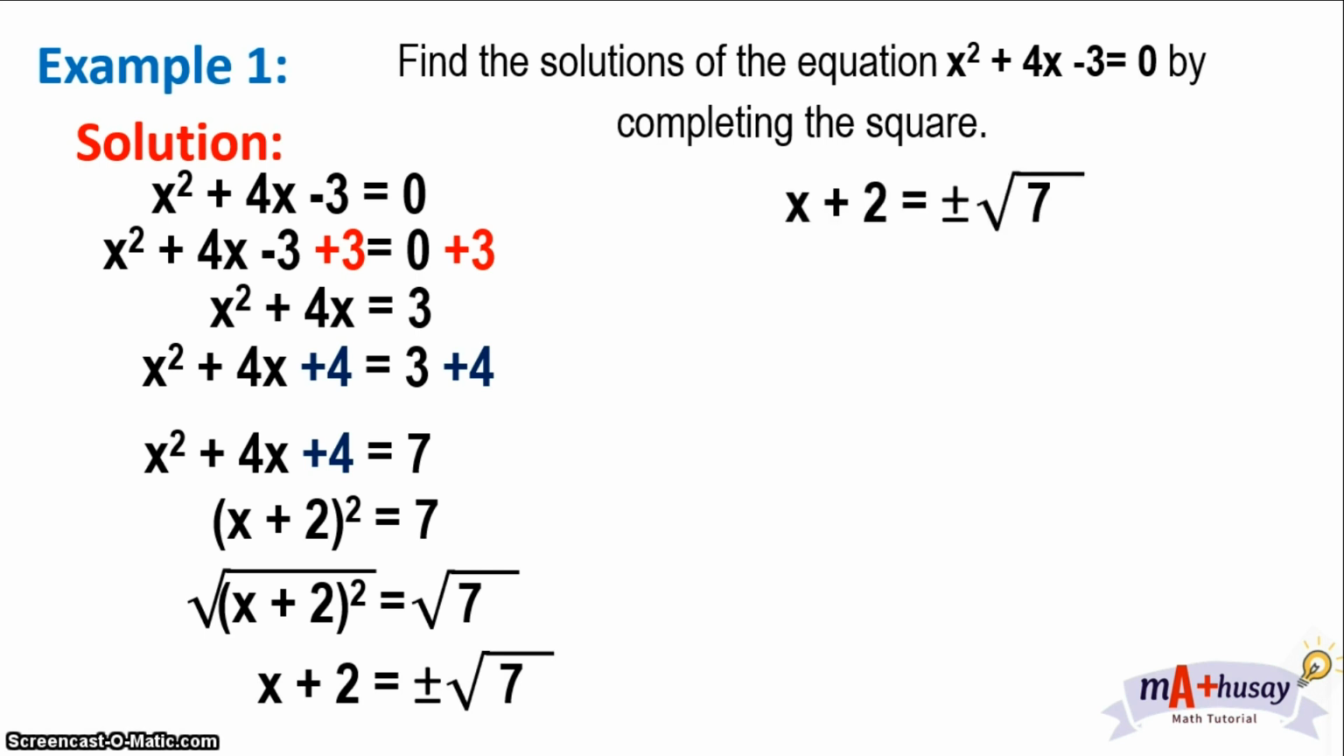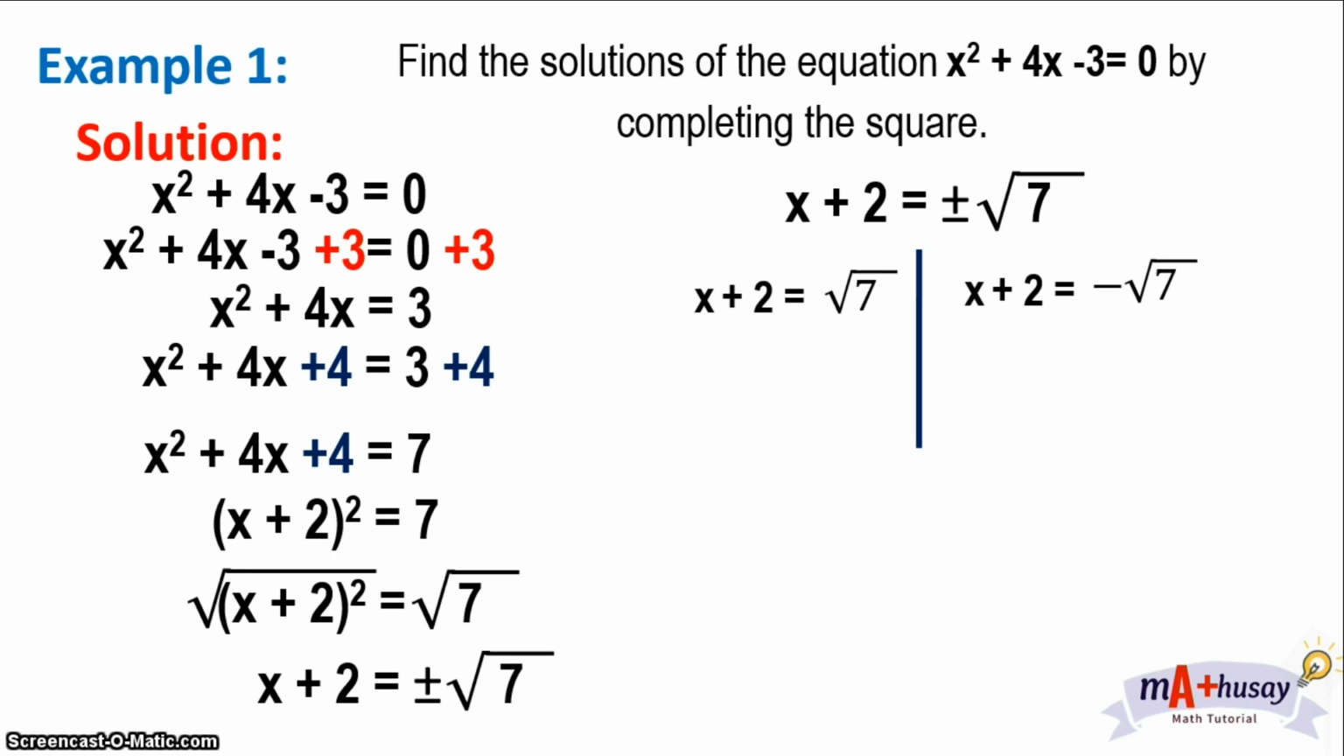So, we can now solve for x since we already have a linear equation. We have two equations because we have a positive or negative square root of 7. So let's split that into two. We have x plus 2 equals square root of 7, and the other one, x plus 2 equals negative square root of 7.